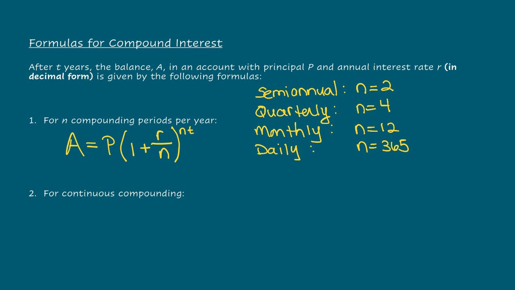So in that formula, I need to make sure that I'm inputting everything in the correct format. That means r needs to be in decimal form when you enter this into the formula. And t should be in years. So if it's 6 months, then we need to enter it in as a half. It's a half of a year.